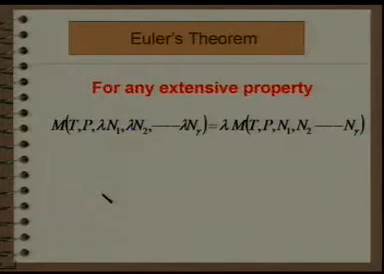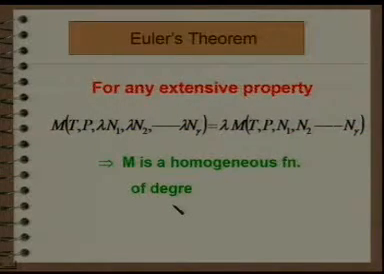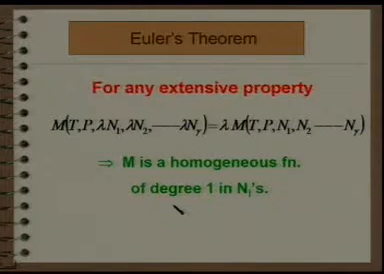So, what does it say? M is a homogeneous function of degree? What is the degree? Degree 1, because it was lambda raised to power m, we had said. This was the definition of homogeneous function also. You multiply each by lambda, you get lambda raised to power m into the value for 1. So, you can see M is a homogeneous function of degree 1 in the n_i's.